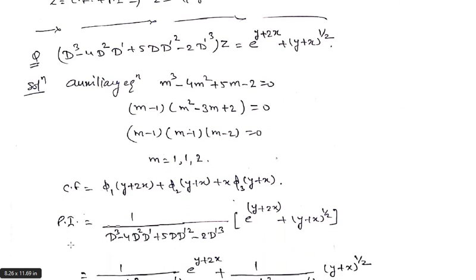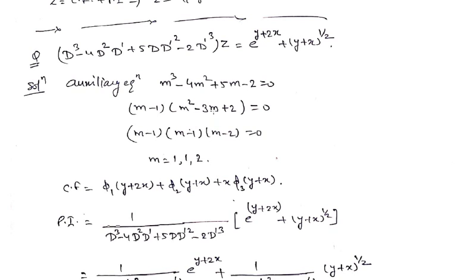Here we have another problem. (D³ − 4D²D' + 5DD'² − 2D'³) z = e^(y+2x) + (y + x)^(1/2). So first we calculate its CF. For that we write the auxiliary equation and find its roots. Its roots are 1, 1 and 2. So for the repeated factor 1, CF is φ1(y + x) + x φ2(y + x), and for 2 it's φ3(y + 2x).